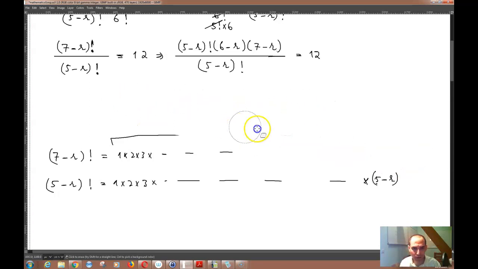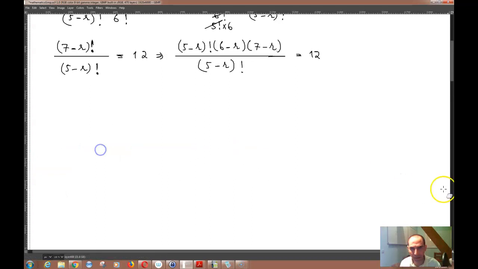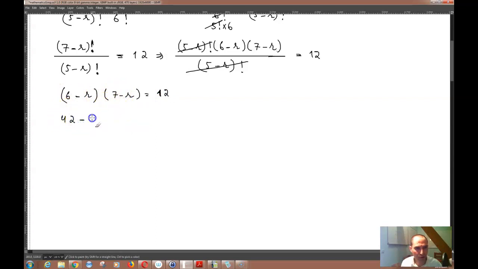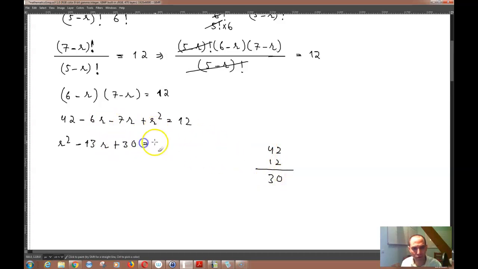So now I can simplify this whole thing, meaning that I can simplify these two together, and that means that then 6 minus r times 7 minus r is equal to 12, which means that 6 times 7 is equal to 42, minus 6r minus 7r plus r squared is equal to 12, which means that r squared minus 13r and 42 minus 12, that's positive 30, is equal to 0. And then you can solve this equation to get the value of r.